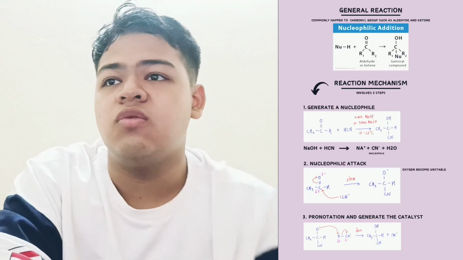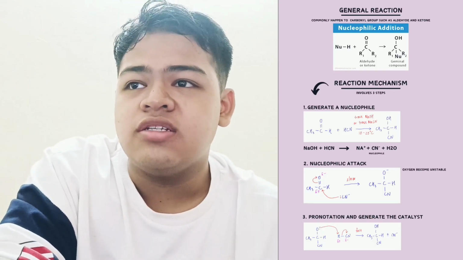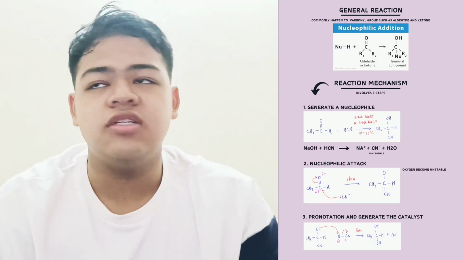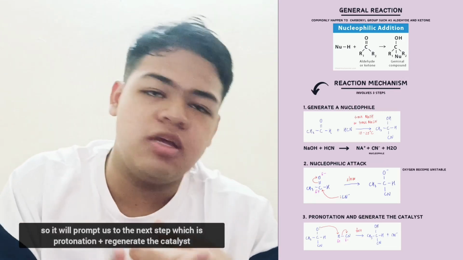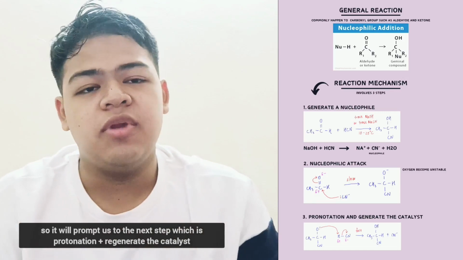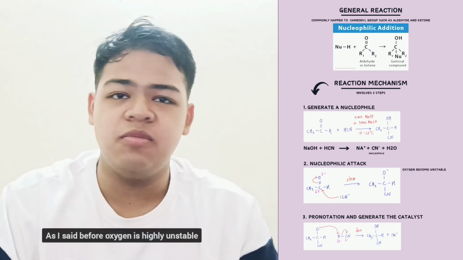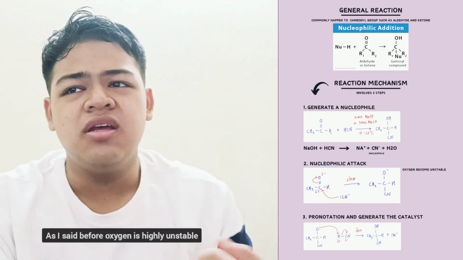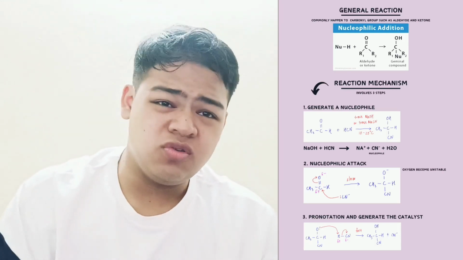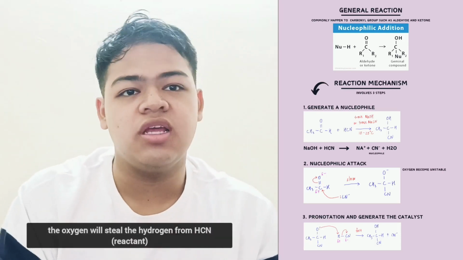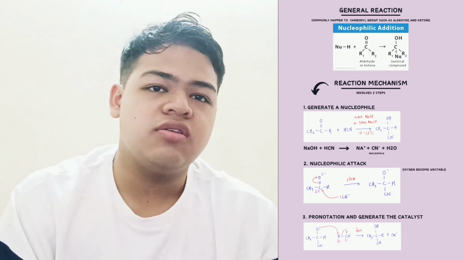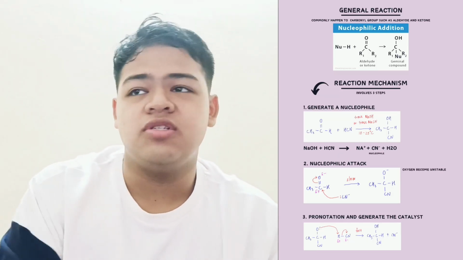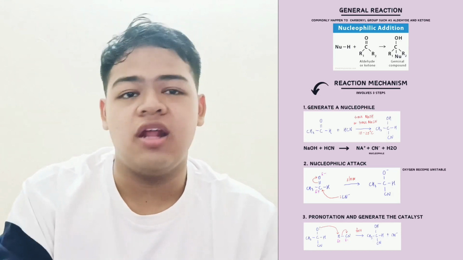Okay, and then that is our slow reaction, and that is not very stable because the oxygen is negatively charged there. So it will prompt us to the next step, which is the protonation plus regenerating the catalyst. As I said before, the oxygen is highly unstable because it has the minus there. So what it will do is steal the hydrogen from the HCN, which is the reactant in this reaction. The hydrogen is partially positive compared to the cyanide ion.